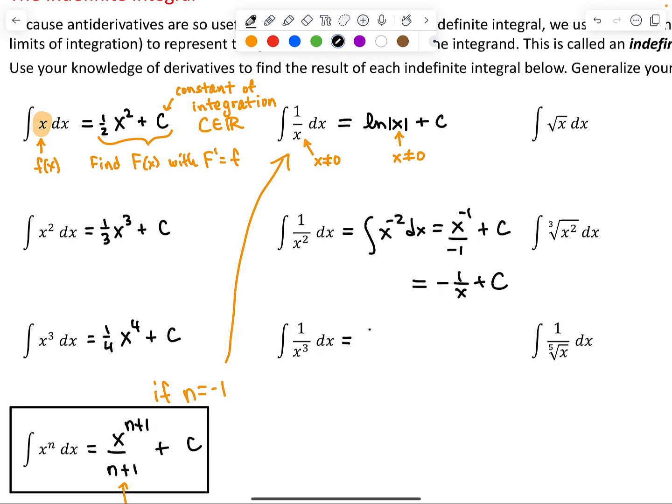In this next case, rewrite as x to the -3 and use the power rule for anti-differentiation. Add 1 to -3, it becomes -2, and divide by that new power, and then plus c. And of course, we can rewrite this so we get a -1 over 2x squared, and then plus c.